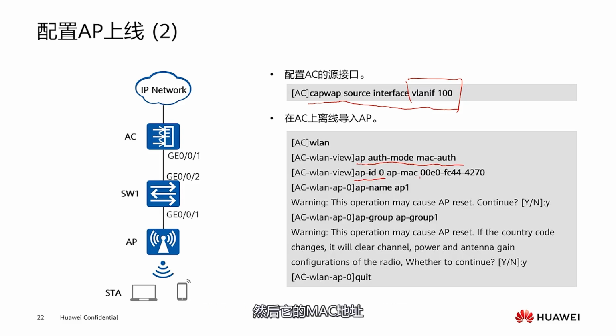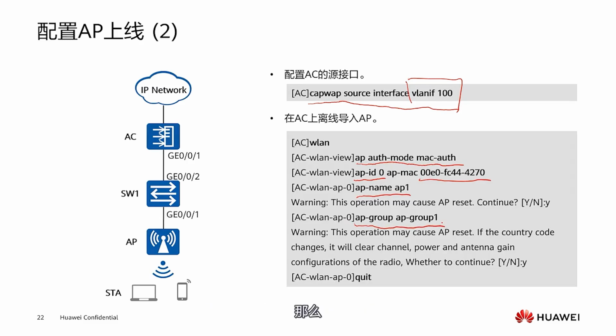First, we create an AP ID of 0 for this AP, meaning the first AP. Then its MAC address is entered. Next, we name this AP as AP1. After creating this AP, we need to add this AP to AP Group 1.